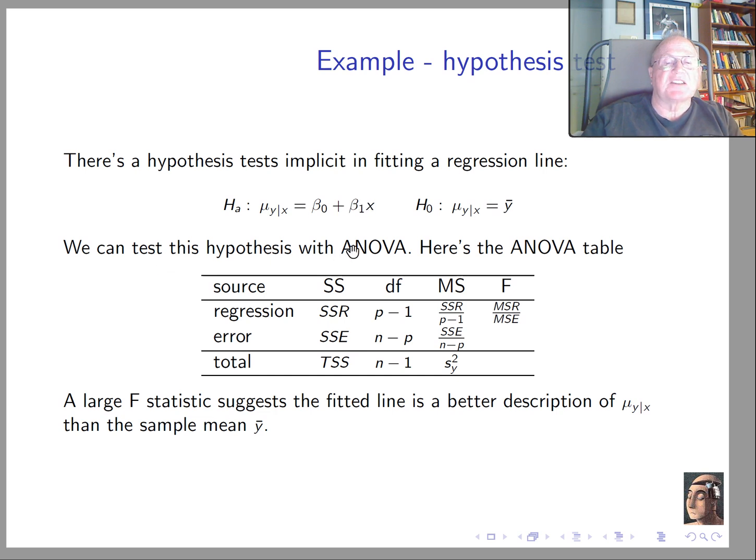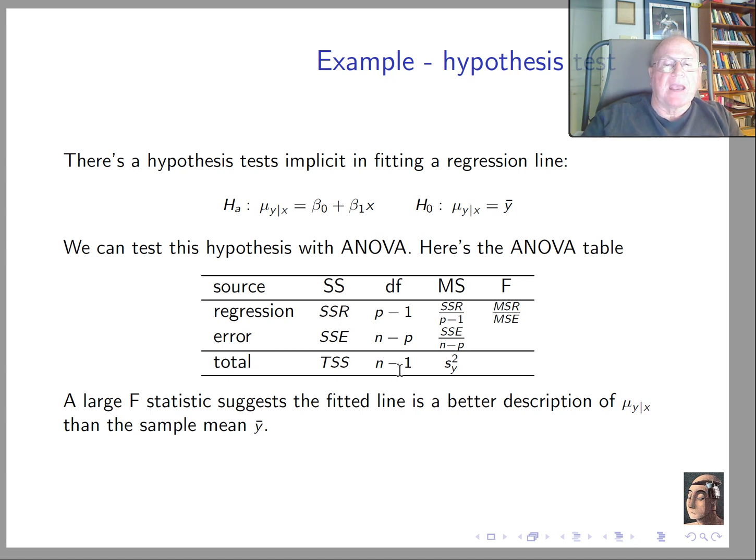We can test this hypothesis with ANOVA, and so here's the ANOVA table we'll use. Okay, we'll start with the total sum of squares, which of course is just variation around the mean of y. Then we'll do the sum of squares for error. We talked about how to calculate that. That's the variation around the line. If we take the difference of those, we get something called the sum of squares for regression. So how much error is explained by the line?